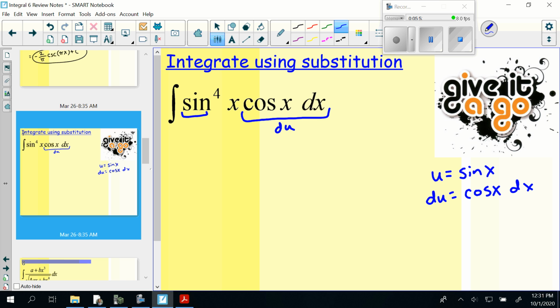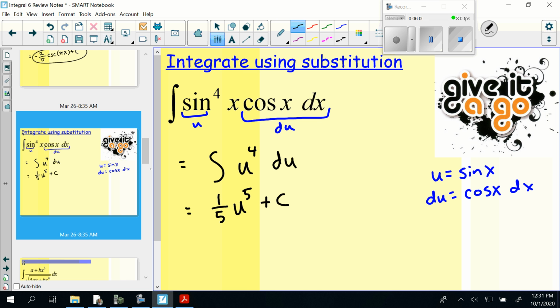The sine turns into the u. One thing to make sure of when you are substituting here, don't forget that power of 4 there. And now do the antiderivative just using our power rule here. So 1/5 u to the 5th plus c. And then finally substitute back in. So you've got 1/5 and we substitute for sine. And so there's our answer.